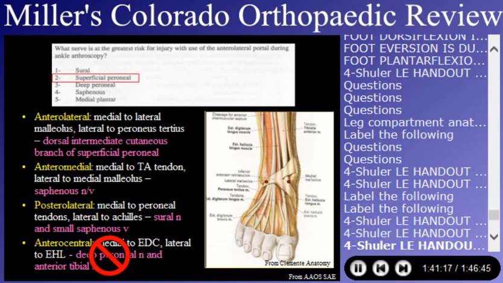I just gave away that one. Interlateral portal during the ankle arthroscopy. More specifically, it's really the dorsal intermediate branch of the superficial peroneal nerve.